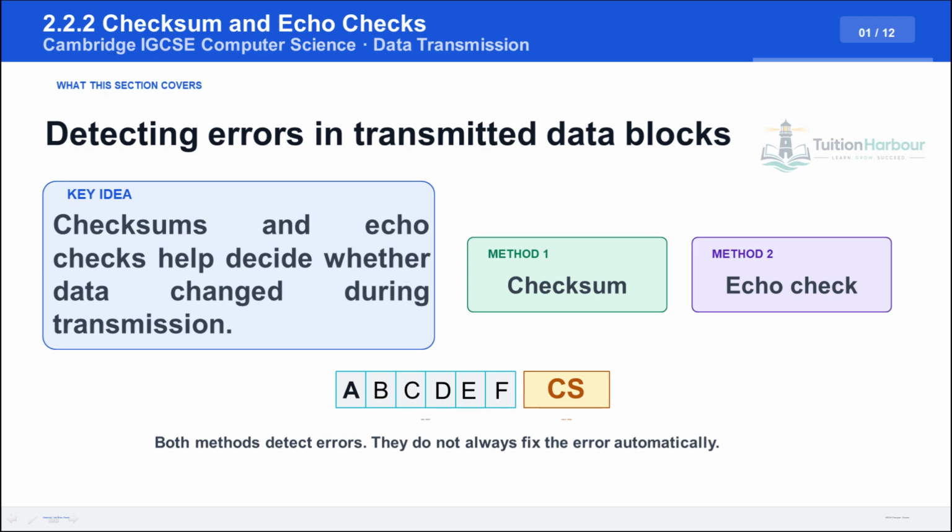In this lesson, we are learning about two error detection methods used in data transmission, checksum and echo check. Both methods help computers check whether data changed while it was being sent from one device to another. By the end of this lesson, you should understand how each method works, how errors are detected, and what to write in exam answers.